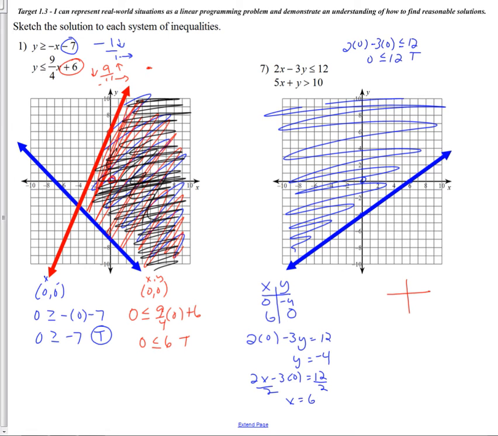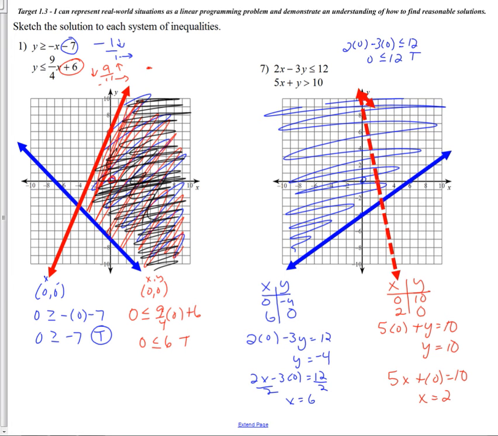0, 0 table again. So 0 for x, 5 times 0 plus y equals 10. That means y is 10. And 0, 10 is right here. And then 0 in for y. 5x plus 0 equals 10. Divide by 5, I have x is 2. There's the other point. This one is just a greater than, so we're going to use a dashed line.